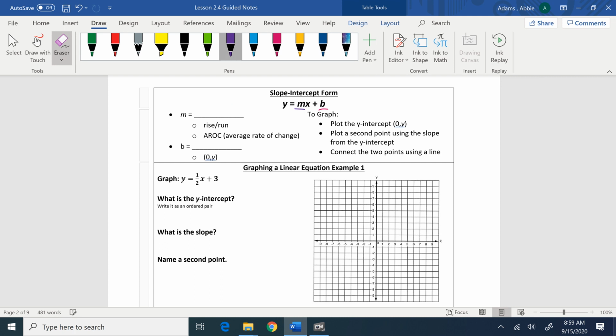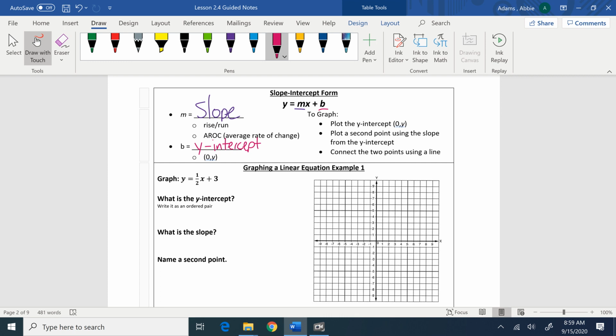So let me change those colors so they match up here. So b is our y-intercept. That is where your equation, or your function in this case, your linear equation, is going to intersect the y-axis. And remember that your y-axis is your vertical axis, your x-axis is your horizontal axis.